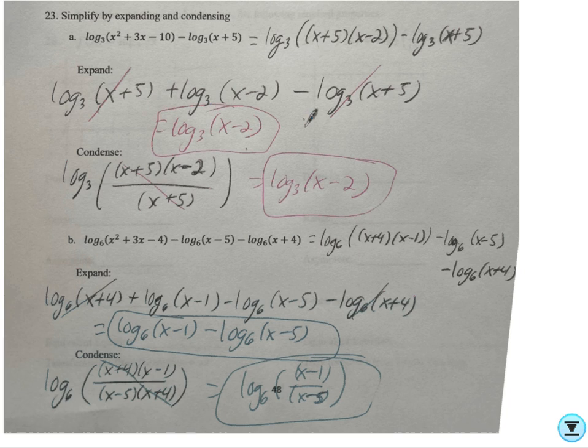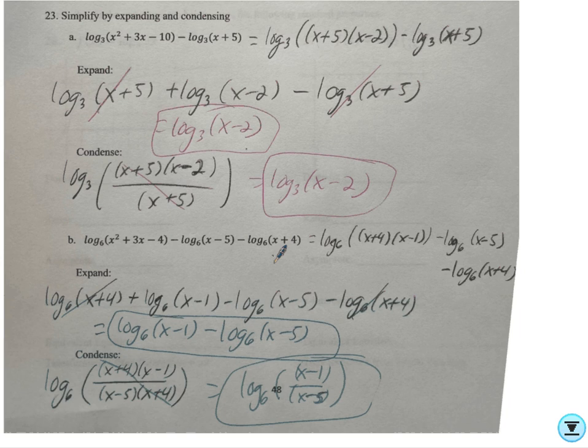A different way to do this would be to condense. I see the subtraction sign here, which means that this argument can go into the denominator, since they're all the same base. So the condensing version goes from here to here, log base 3 of x plus 5 times x minus 2 divided by x plus 5. Then, because we have the same factor x plus 5 in the numerator and denominator, those can cancel, and we get the exact same answer of log base 3 of x minus 2. And although we did different methods here, it's the same problem, so the fact that we got the same answer makes perfect sense.